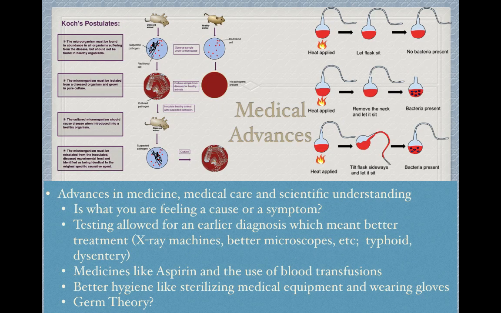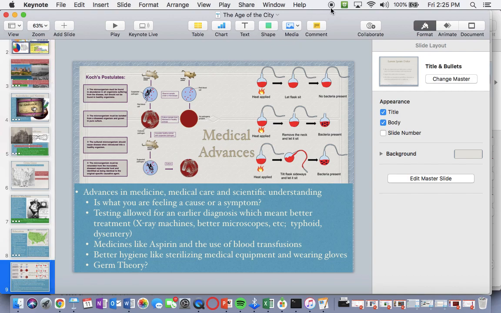We also see advances in medicine and medical care as well as scientific understanding. A debate over how you feel. Are you feeling the disease itself, or are you feeling a symptom of the disease itself? Advancements in testing like x-rays, for example, will allow for an earlier diagnosis, which would ultimately mean better treatment. Medicines like aspirin and the use of blood transfusions will also improve outcomes. And just in general, better hygiene, like sterilizing medical equipment and wearing gloves, are all important to stop the spread of disease.